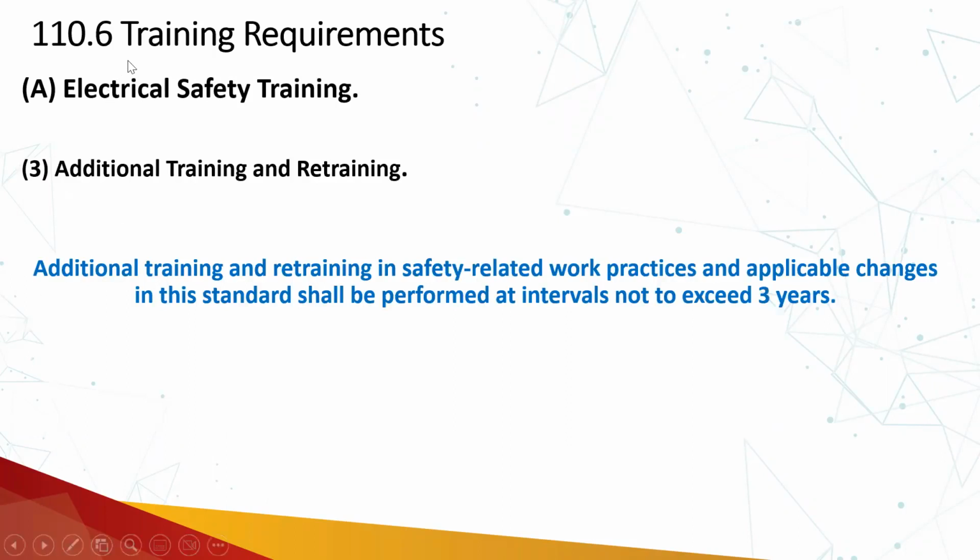Then 110.6(A)(3) talks about some additional training and retraining requirements. So additional training and retraining in safety related work practices and applicable changes in this standard shall be performed at intervals not exceeding 3 years. So as per 70E, a qualified person automatically becomes an unqualified person if he does not get refresher or retraining within 3 years time period. So in order for a person to retain his qualified person status, he needs to have the trainings within that 3 year bracket.